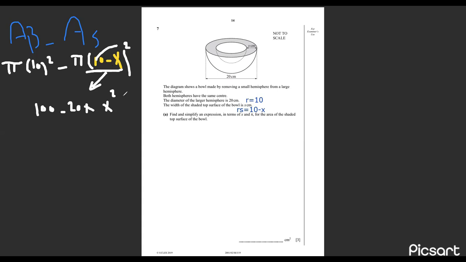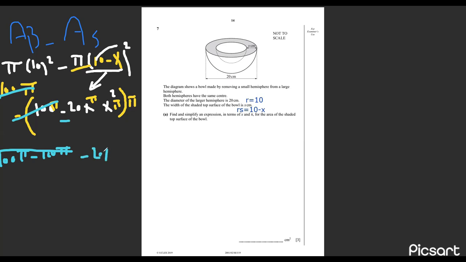All that is multiplied by pi. Don't forget that we have a pi outside, or rather minus pi, so we multiply by minus pi. Each term gets a pi: minus 100 pi, minus 20x pi, and x squared pi. So let's expand this: 100 pi minus 100 pi, minus 20x pi, and plus x squared pi.